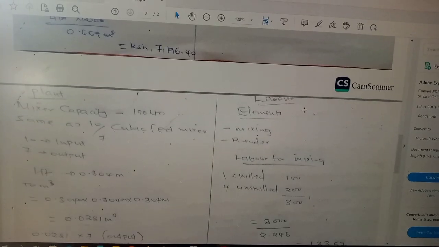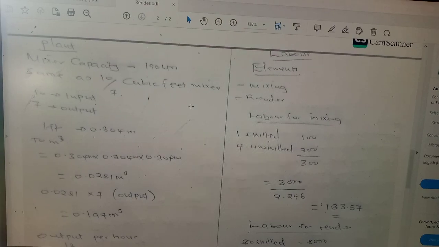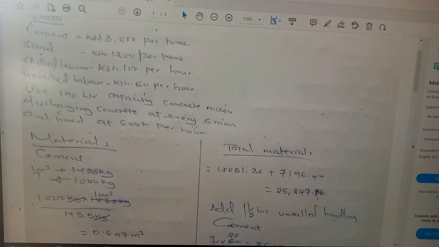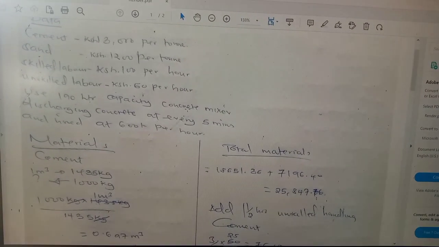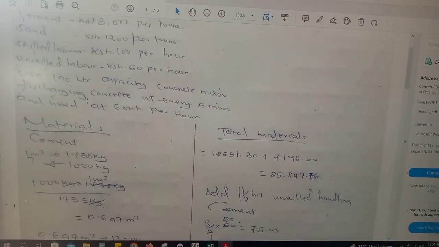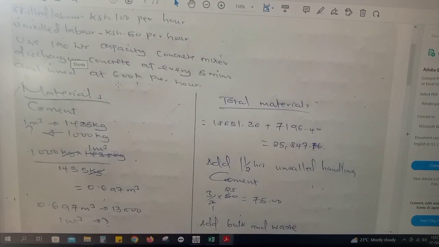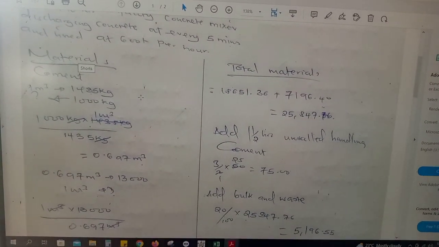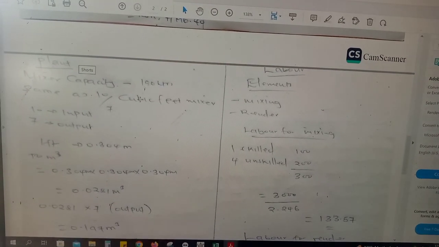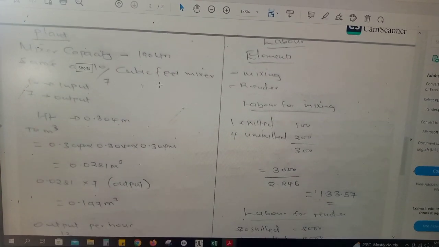Then we proceed to plants. For plants, we were told in the question that we will have a mixer. We were given the cycle time for the mixer to be 5 minutes. Then we were given the capacity of the mixer, which is 190 liters. Then the cost of hiring that mixer is 600 shillings. So we calculate for the mixer. There are various things that you need to know in a mixer. For the mixer, the capacity we were given is 190 liters.